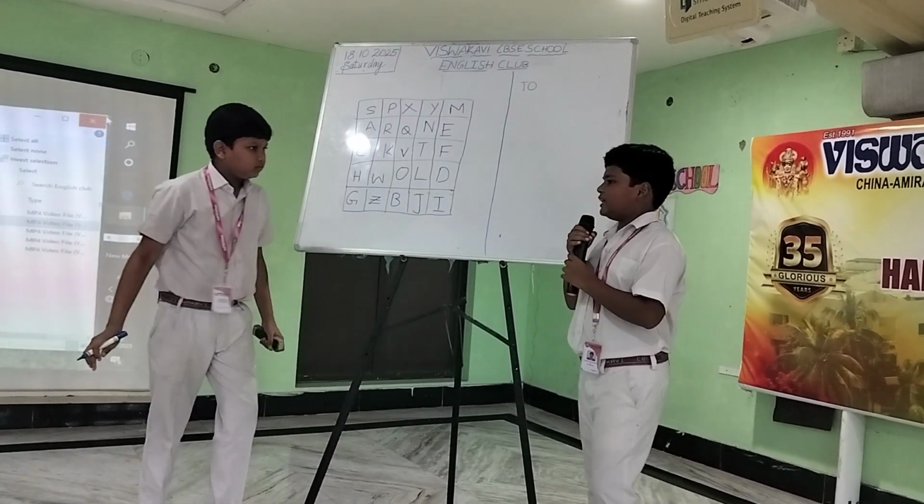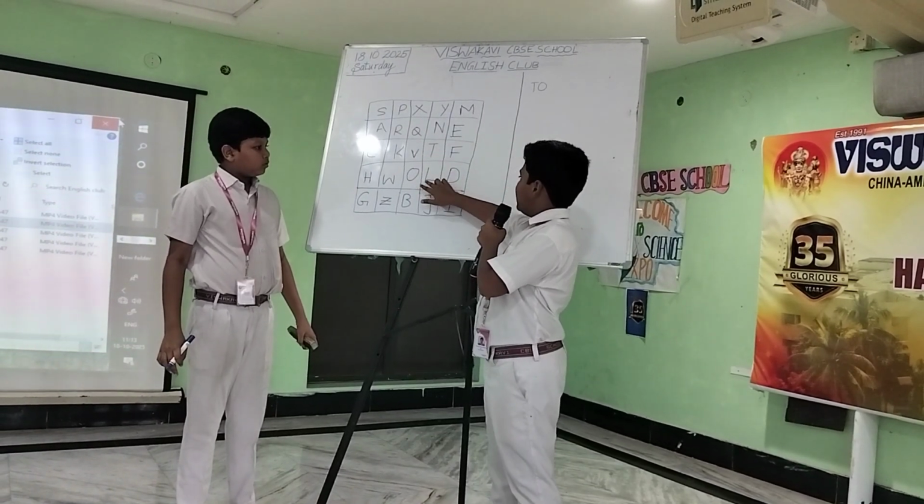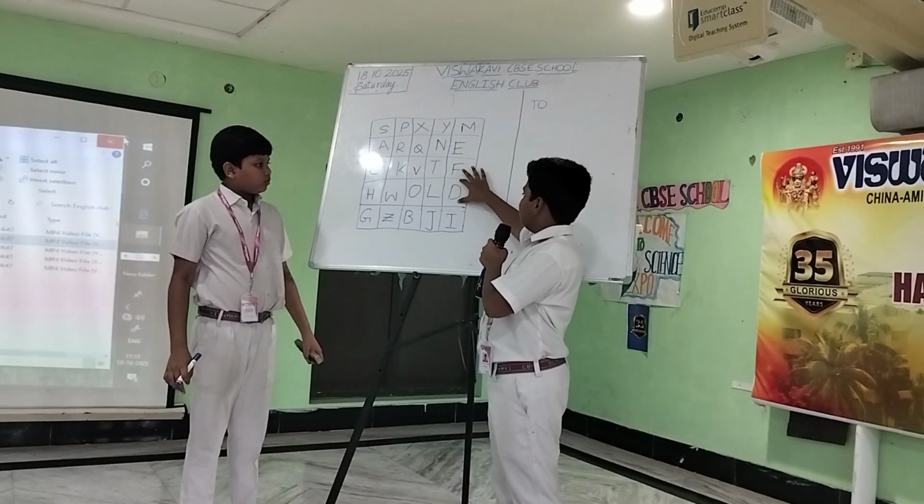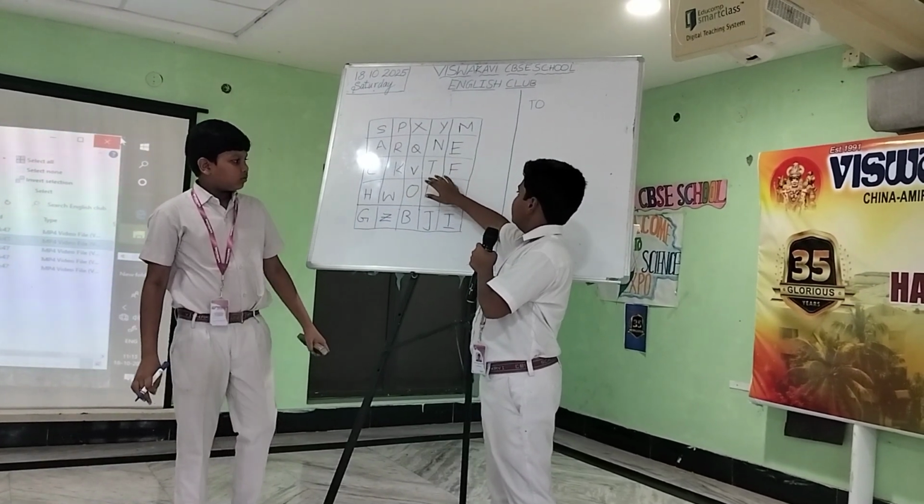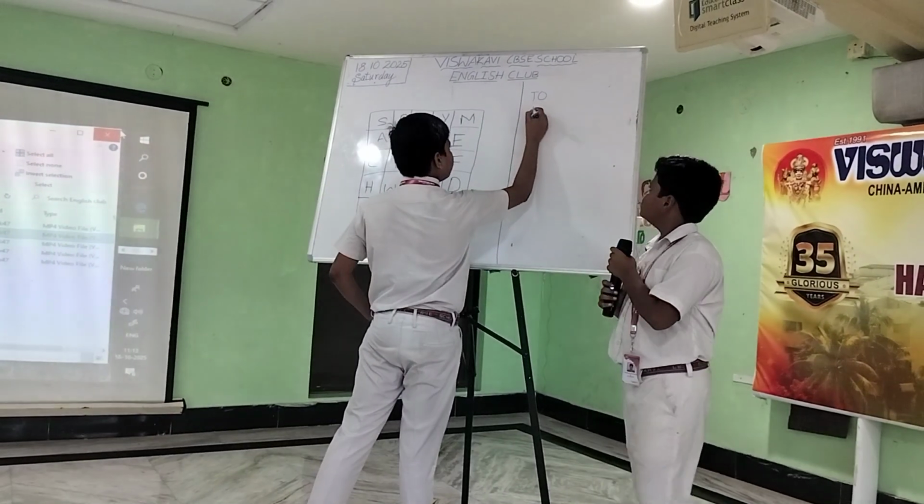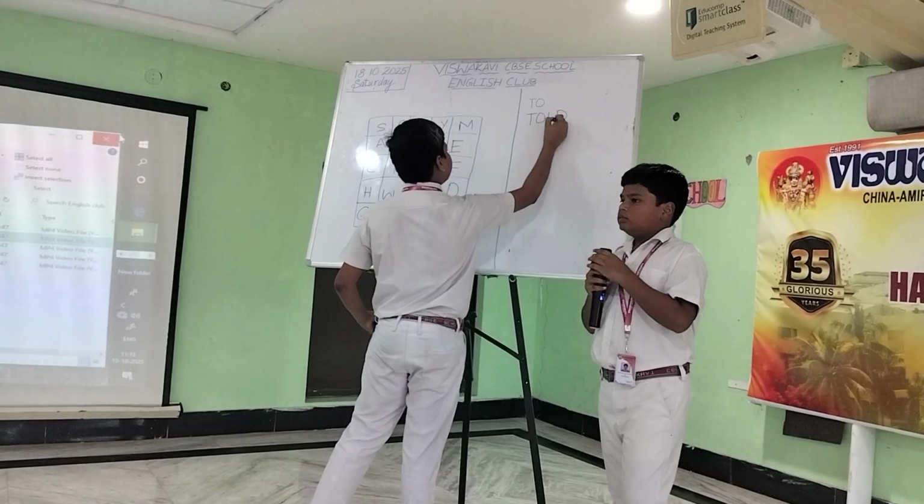I am giving you the second example. T, O. And also L is connected to O. So L. And D is diagonally connected with L. So we are forming the word T, O, L, D. Told. The line should be connected.